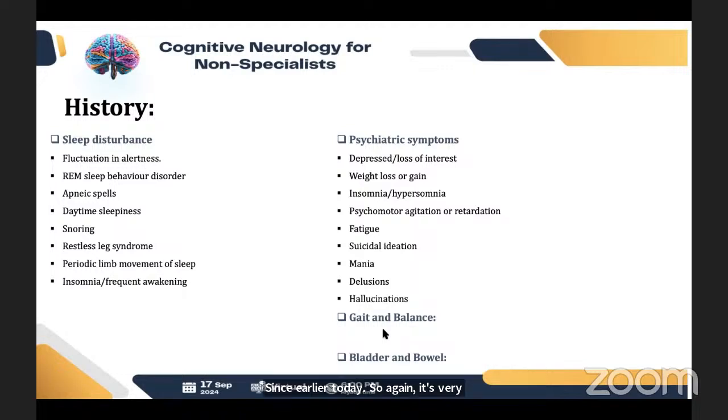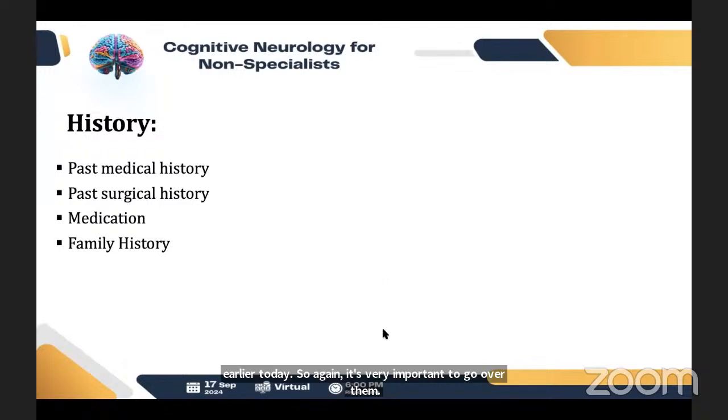Okay, so next. You need to ask about past medical history, past surgical history, what medications they are on, because as we said, you need to clean up their medications. Sometimes some people would be taking antihistamines or whatever medications that they don't really need and can really impact their cognition. And family history, of course.